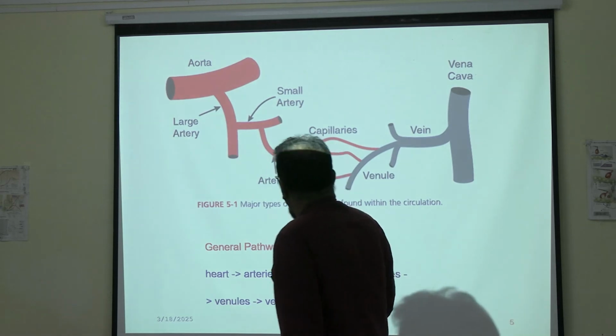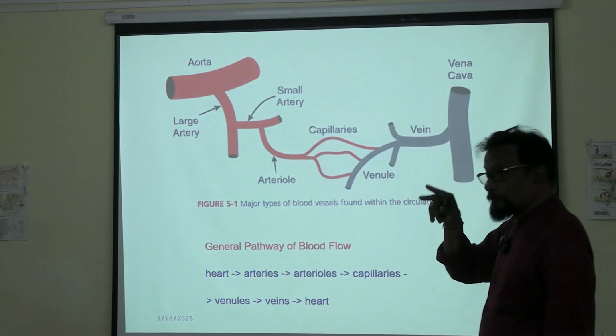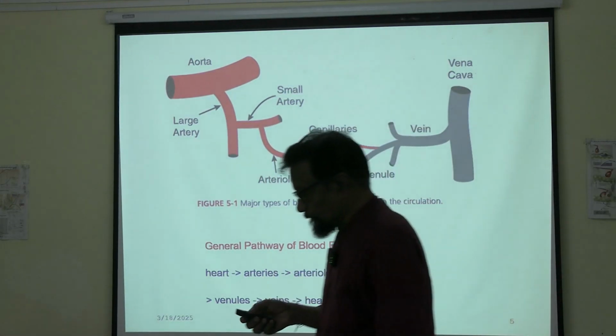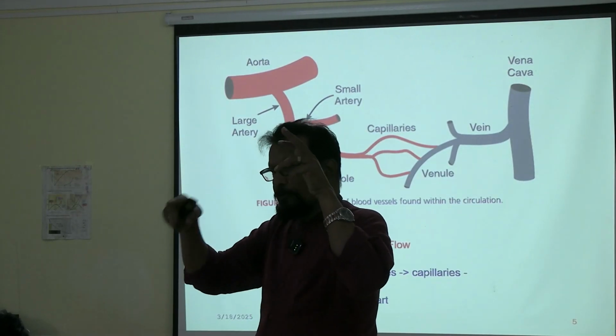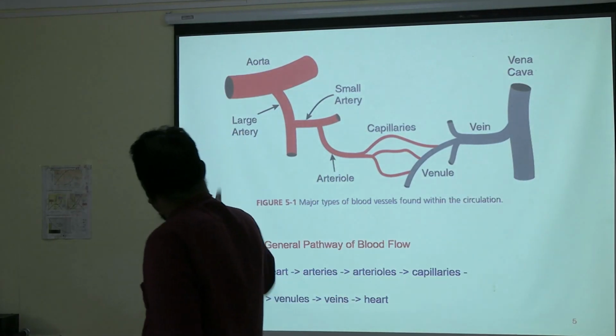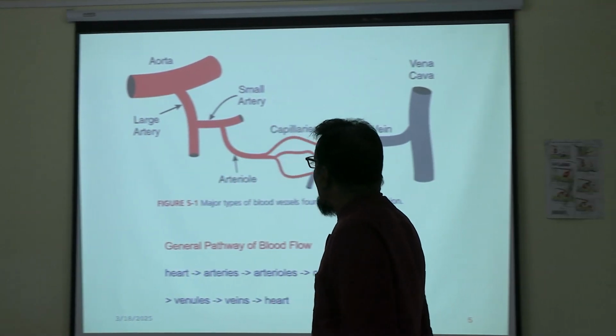Okay? So these are the divisions of blood vessels. While it proceeds to the periphery, it produces several branches. Now you can see the diameter of the aorta.